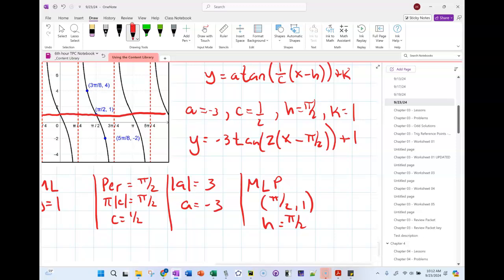What do you guys feel on these? How did you find the answer? So the absolute value of A is going to be the distance from one of these two other given points back down to the midline. So if we're going from 1 to 4, that was 3 units. And then we decided it was negative because the graph goes from up to down instead of down to up.